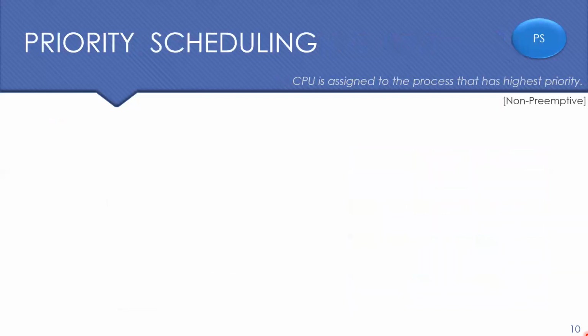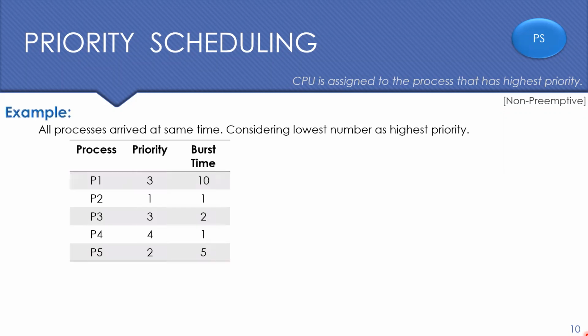The next algorithm is priority scheduling, which states that the highest priority process will get executed first. This type of algorithm is a non-preemptive algorithm. Let's discuss an example of the same. Here we have to consider the lowest number as the highest priority.